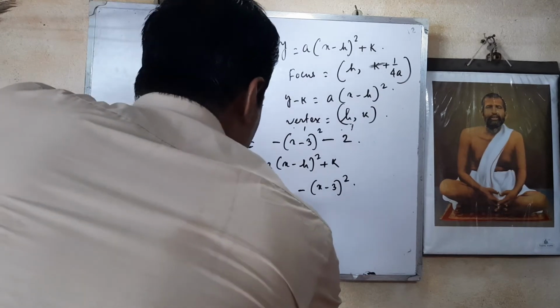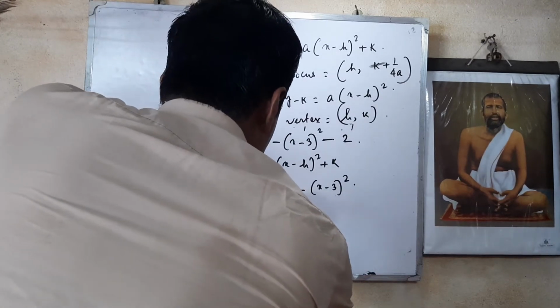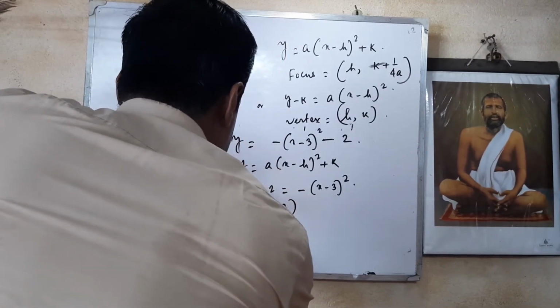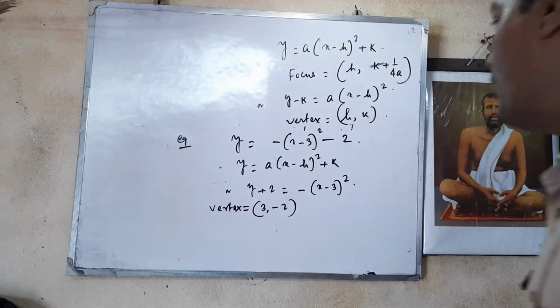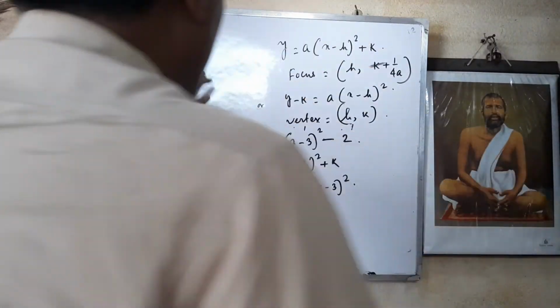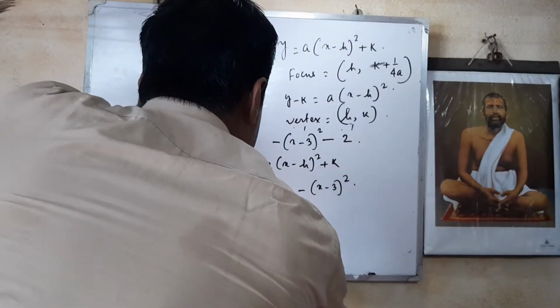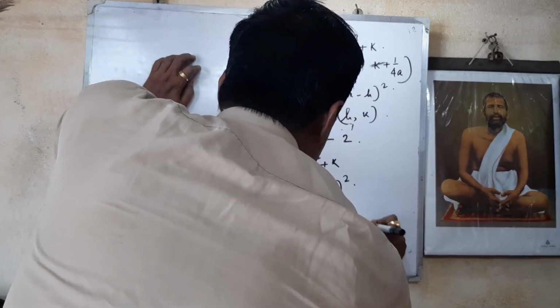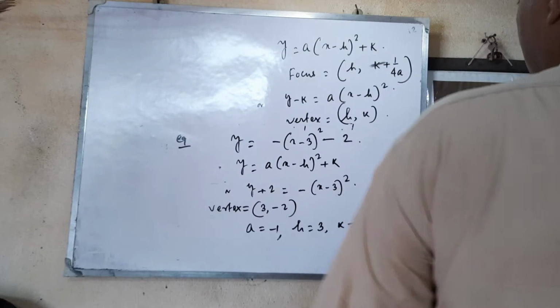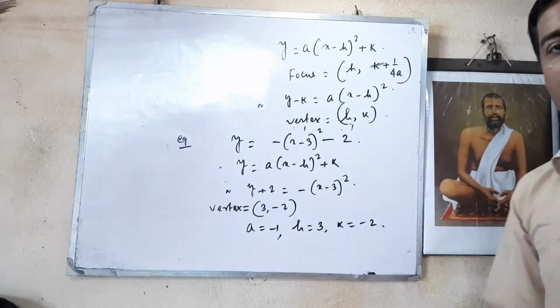So its vertex will be at 3 comma minus 2. Okay. Now how to find out the location of its focus? Comparing these two equations, you find that a equals minus 1, h equals 3, k equals minus 2.